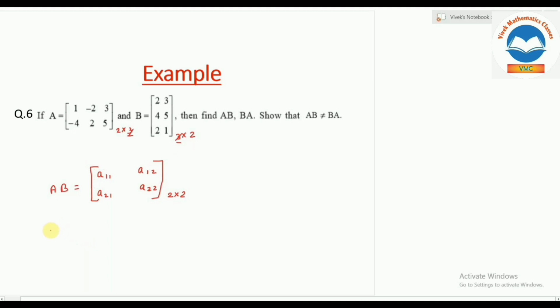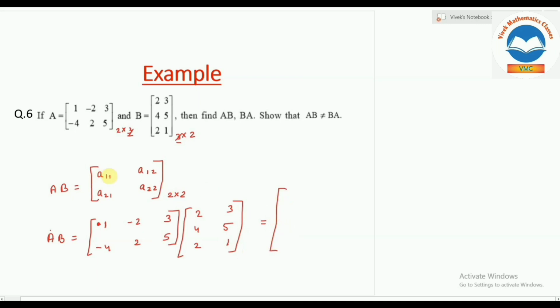So what you have to do? First you have to write the A matrix. A matrix means this one: 1, minus 2, 3, next minus 4, 2, 5. This is our A matrix. This you have to multiply with the B matrix. B is 2, 3, 4, 5 and 2, 1. So if you multiply this, what will you get for AB?